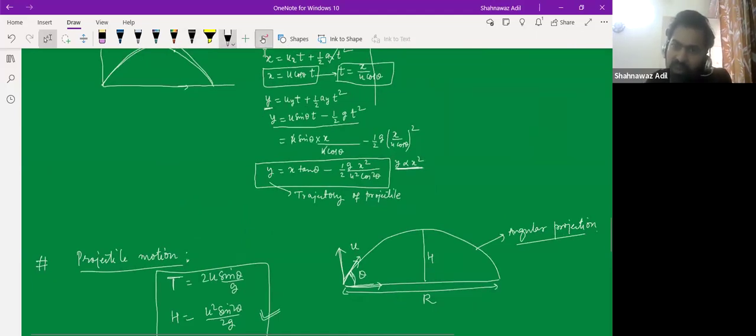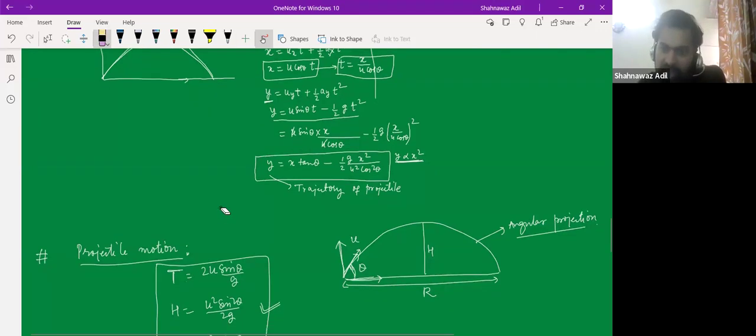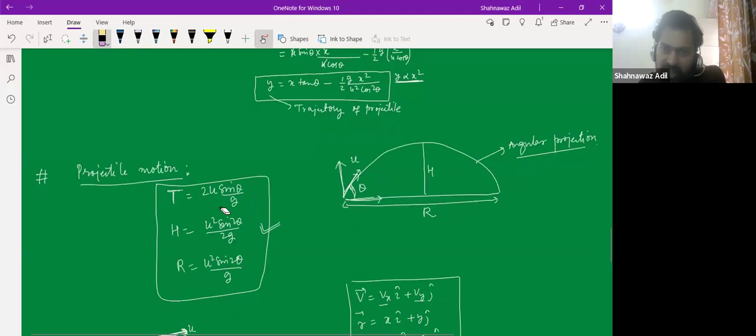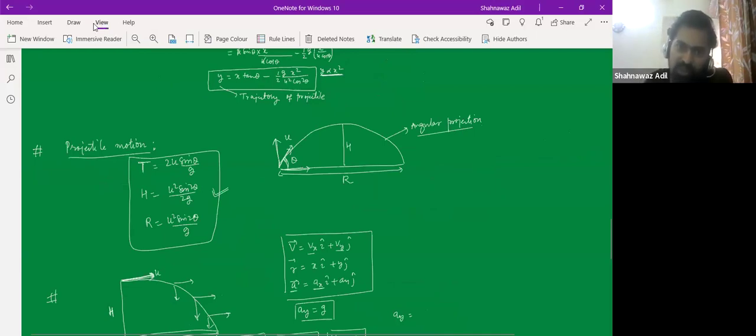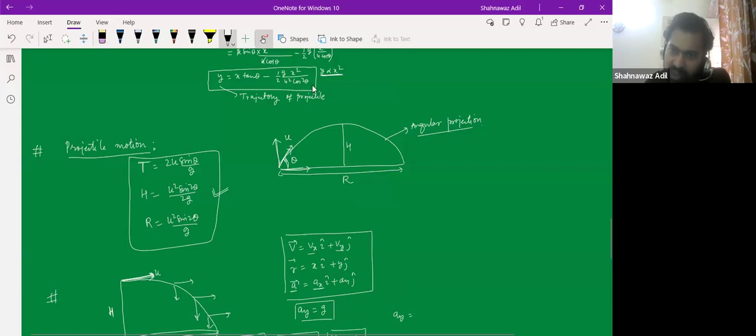So have you all noted all these things down? Okay, you just note it down quickly. Just note down the formula, you don't need to write down everything. This is the equation of trajectory. Just note down this thing.